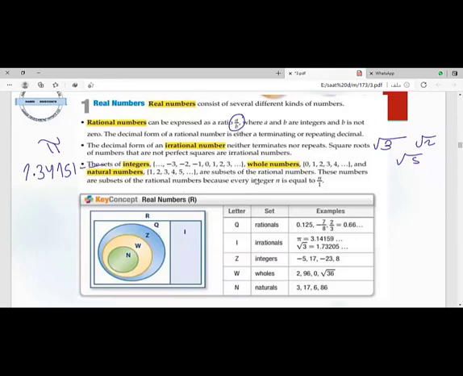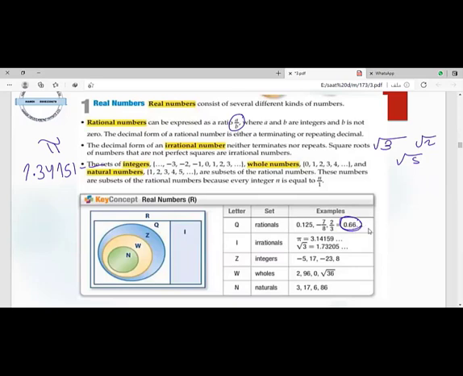Integers are negative and positive numbers. Whole numbers go from 0 to infinity, and natural numbers from 1 to infinity. A rational number can be written as a over b. A repeating number is also a rational number, if it has the same repeating digits, like 0.666, it's rational.